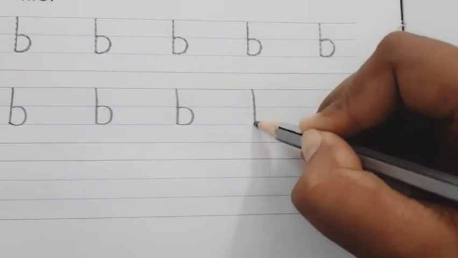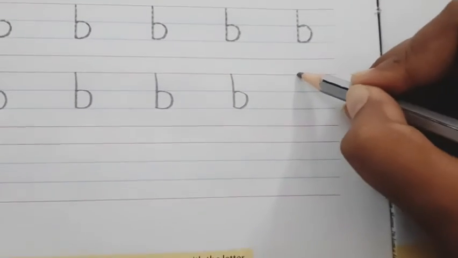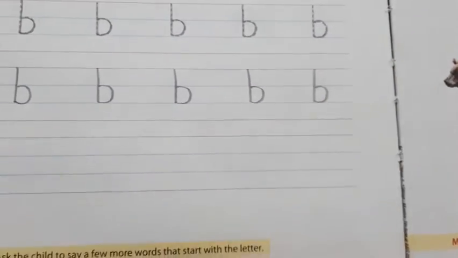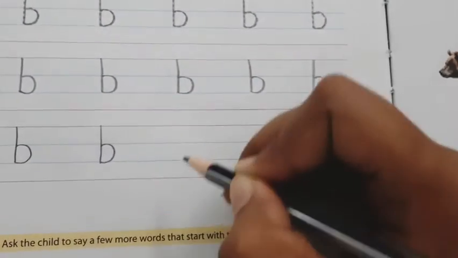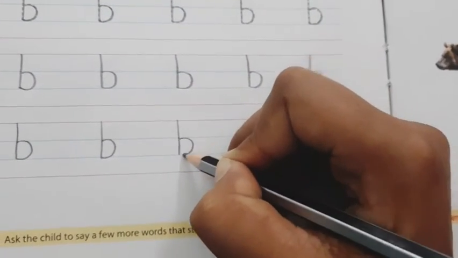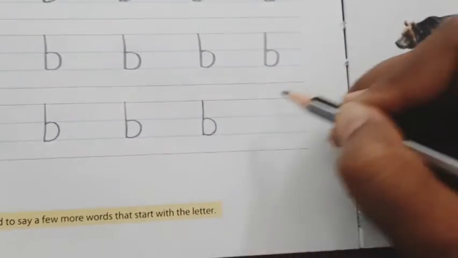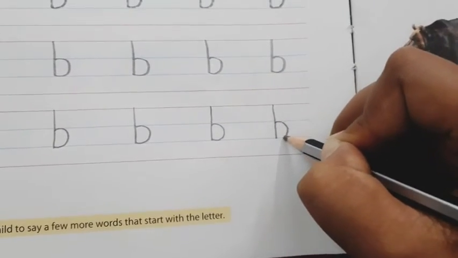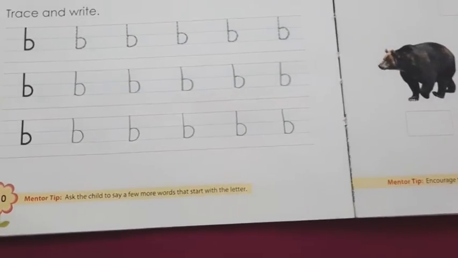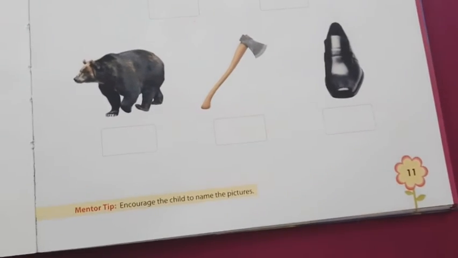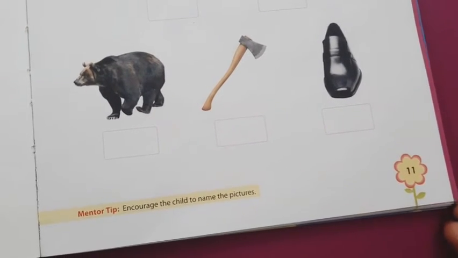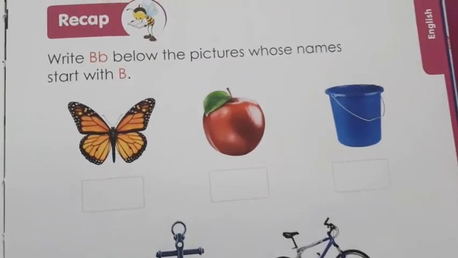Small b. B, butterfly. B, banana. B, bear. B, boots. B, bicycle. B, bucket. B, basket. Okay. Now after completing this, you have to come on page number 11. And on page number 11, here we have to do the recap.